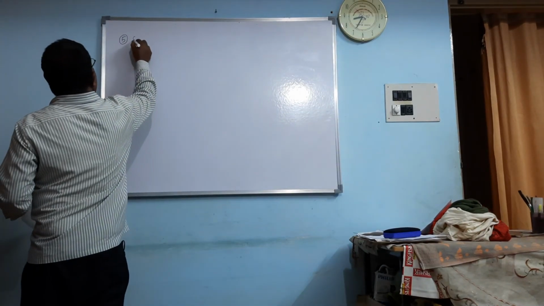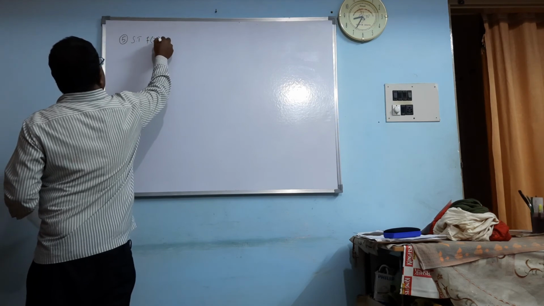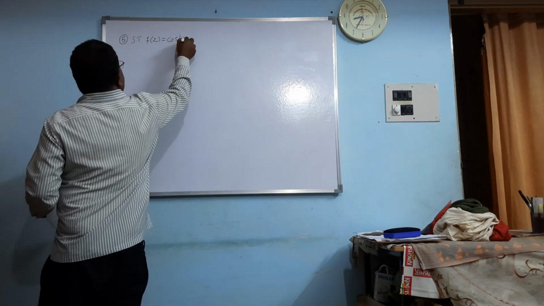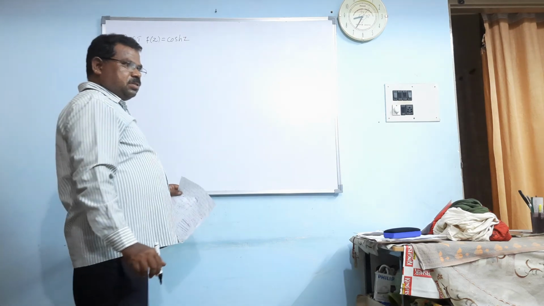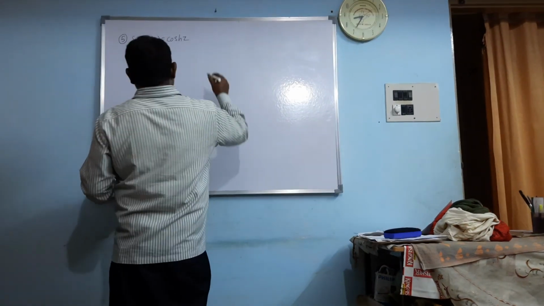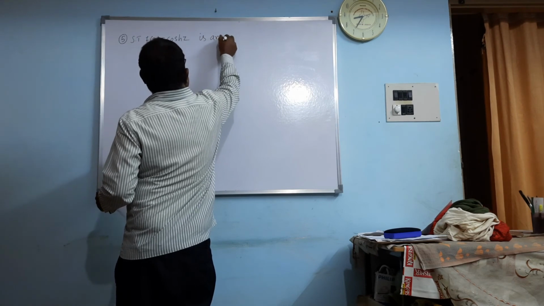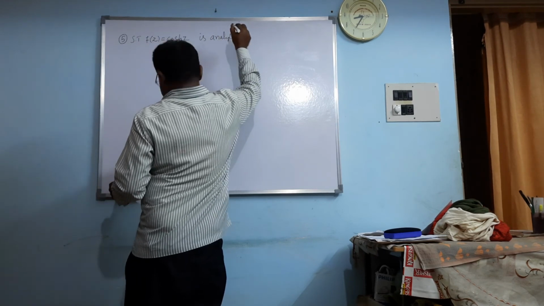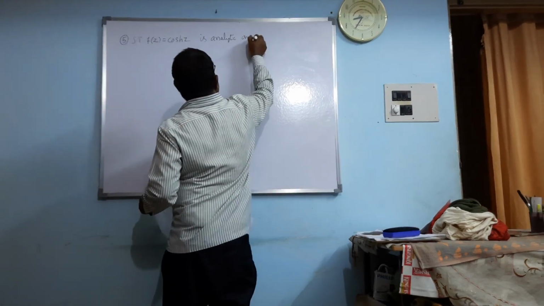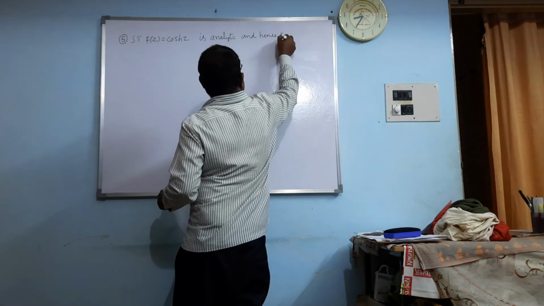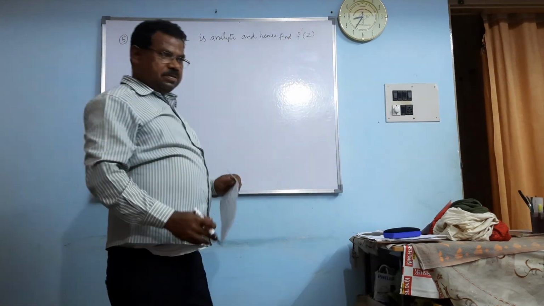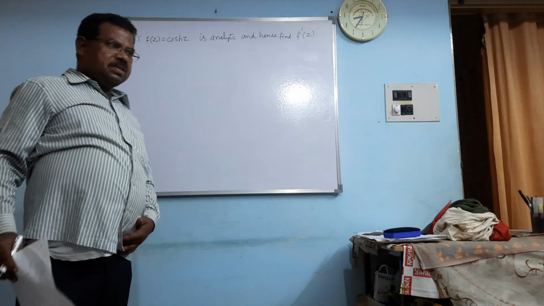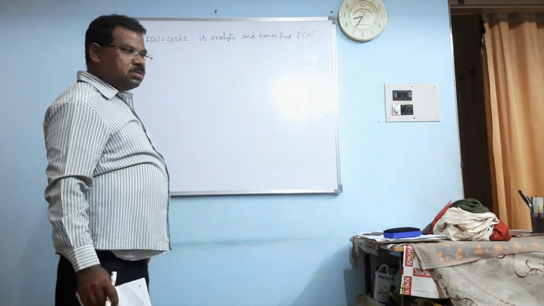So that f of z equals cos hyperbolic z. Cos hyperbolic z is analytic, and hence find f dash z. Find f dash z.